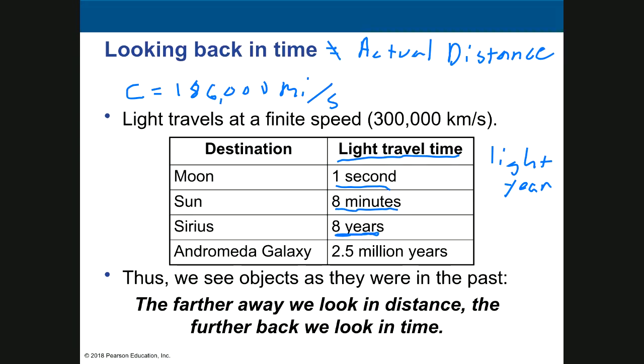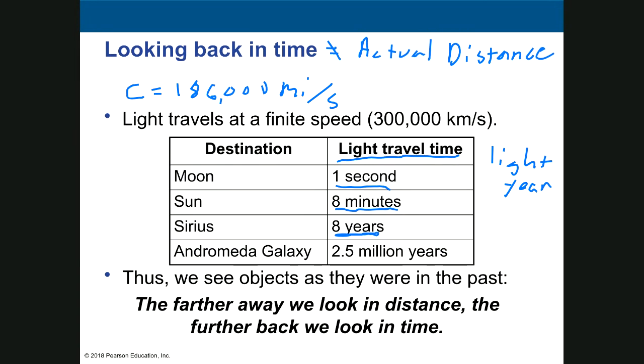So light moves very fast, but it also moves at a constant speed. Light speed is constant no matter how you measure it. It doesn't matter whether you're standing on Earth or moving in a spaceship going half the speed of light. The speed of light is always the same. It's a universal number that describes the rate at which light travels.